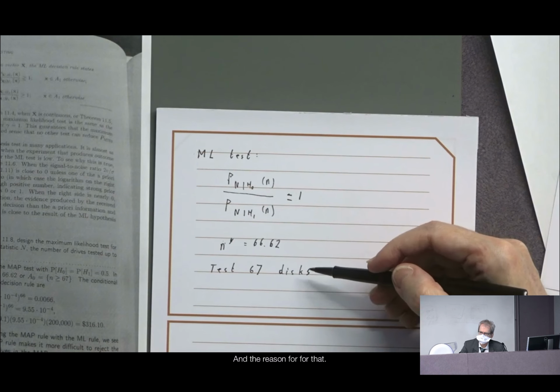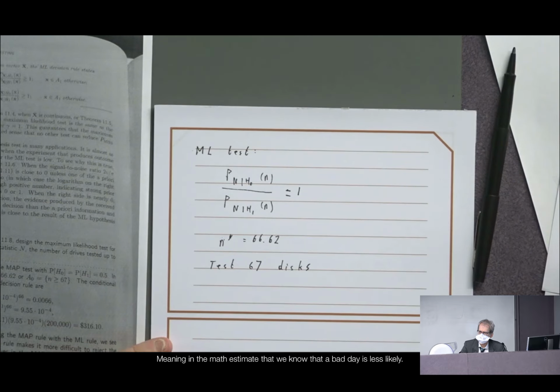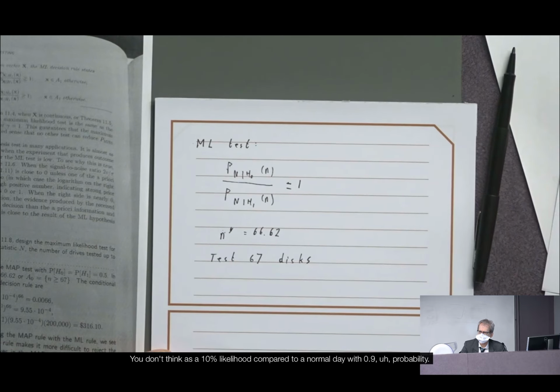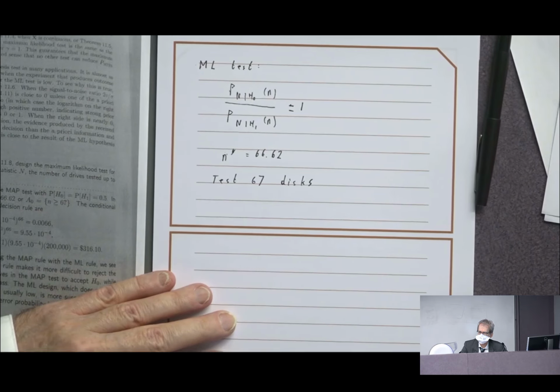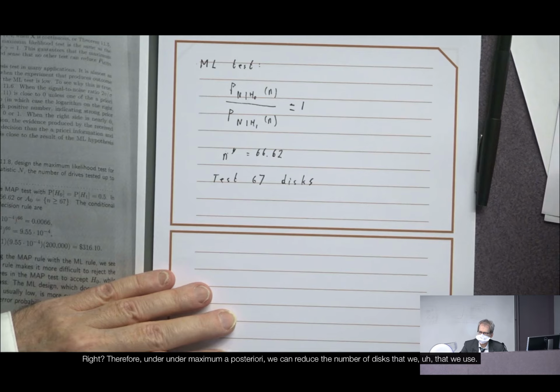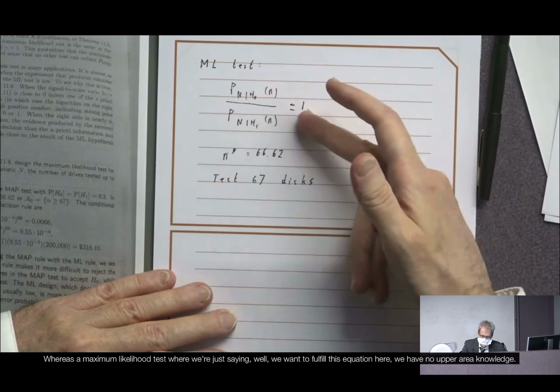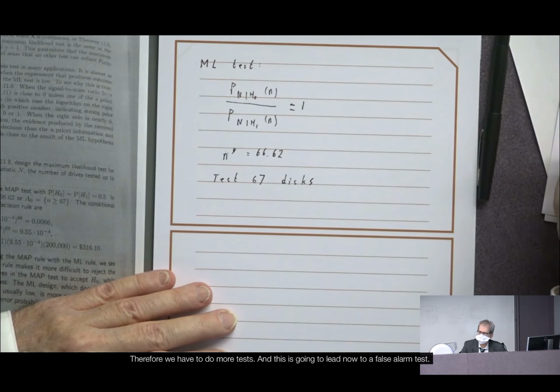And the reason for that, if you're trying to tie this to your intuition, is that we are not taking into account the a priori probabilities. In the MAP estimator, we know that a bad day is less likely. It only has a 10% likelihood compared to a normal day with 0.9 probability. Therefore, under maximum a posteriori, we can reduce the number of disks that we test. Whereas in a maximum likelihood test, we're just saying we want to fulfill this equation here. We have no a priori knowledge, therefore we have to do more tests.